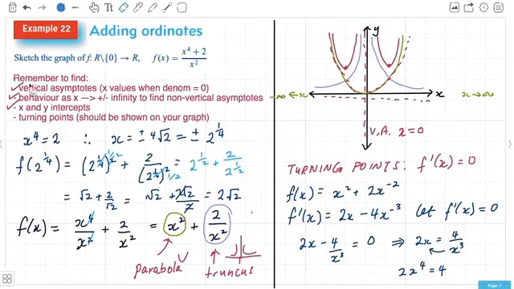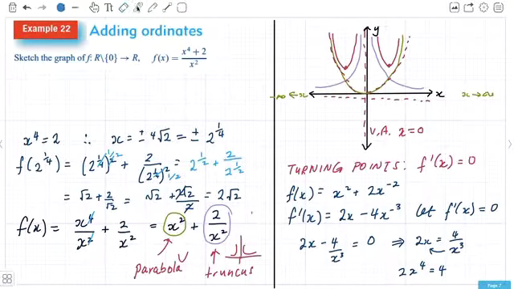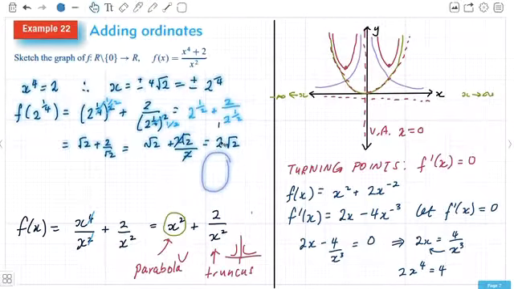I'm just going to erase this section now. I can move that working up so we don't get confused. So that's our first turning point.